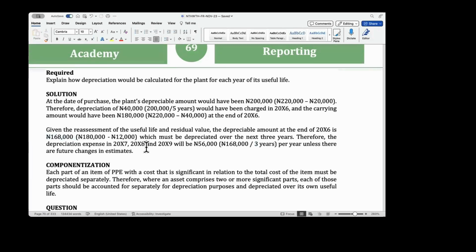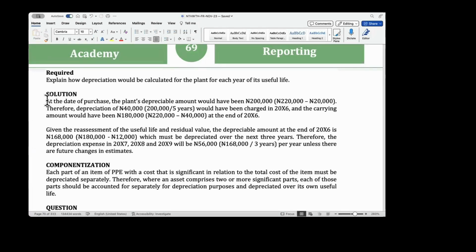That one too, just like you have done here, you will get the carrying amount at that date. Get that one, just depreciate it over the remaining useful life. Like that, like that. So this is a very important question. Anytime they want to ask you a question on depreciation, they will always bring in a change in useful life, or a change in residual value.